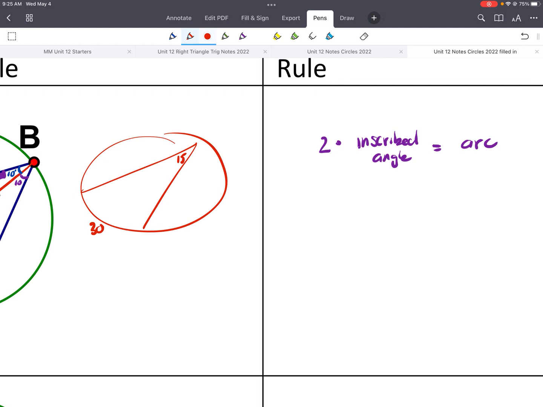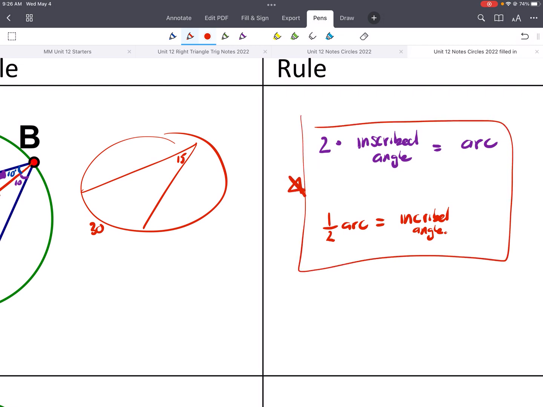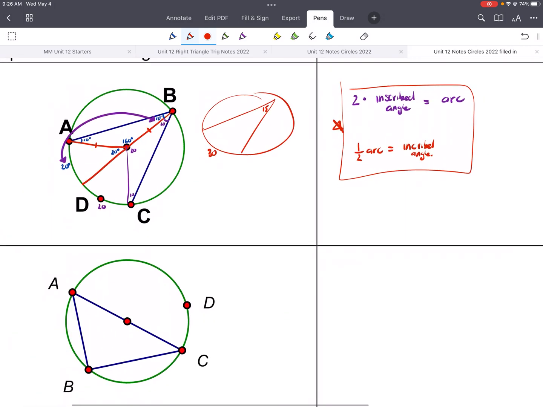So if you wanted to rewrite it like this, you could also say that 1/2 of the arc is equal to the inscribed angle. Okay, so we could divide both sides by 2, and we would get that same thing. So that's kind of what we want to look at. Maybe put a star on that. So keep that in mind.